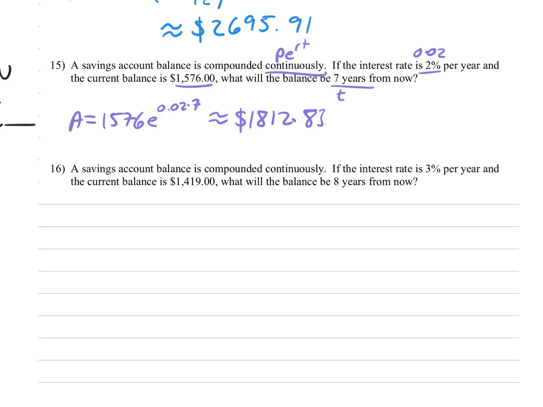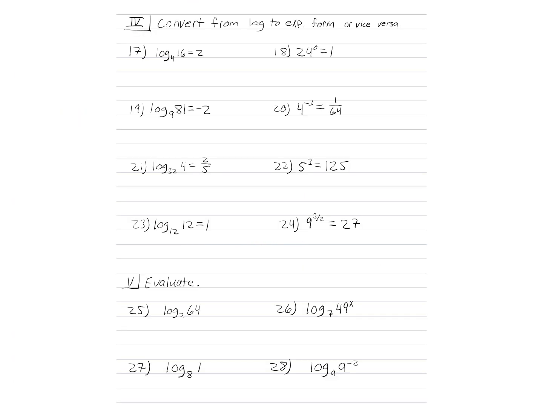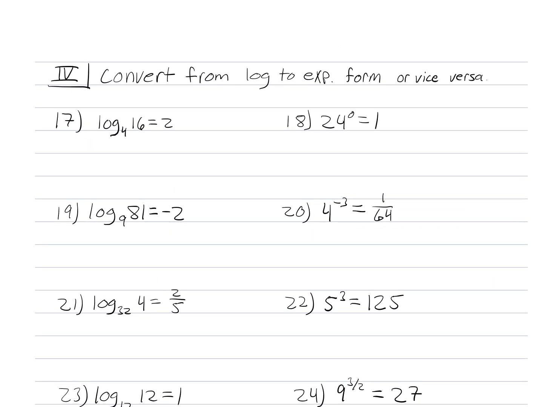The last one on this page is another compounded continuously. You're going to use this formula, Pe^(rt). Your principal is 1,419, your rate is 3%, and you want to find the balance 8 years from now. So it's going to be 1,419 times e^(0.03 times 8). Take a minute, plug this in your calculator. And you get approximately $1,803.90.